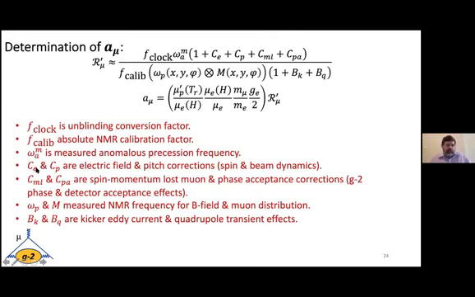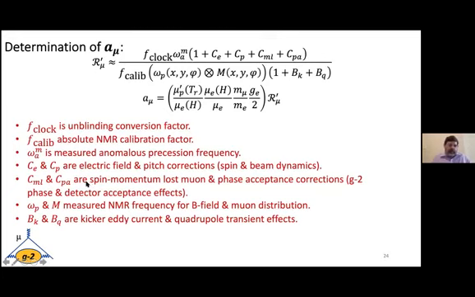Basically we operate at what we call the magic momentum, which helps minimize the electric field from the quadrupole focusing. But of course, we don't have muons that are all perfectly at this magic momentum, and so we have to take that into account and correct for it. Also, we have pitching motion, or betatron motion, of the muons, which again causes an effect that we have to correct for.